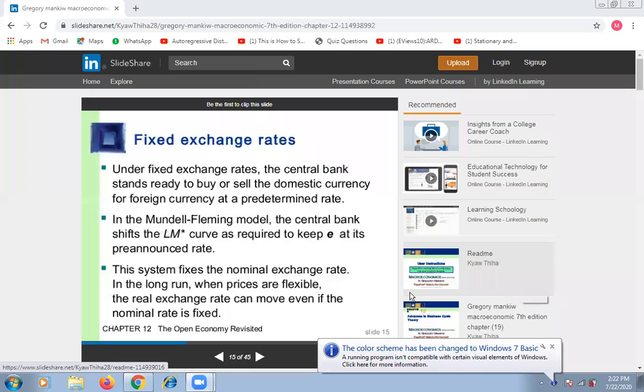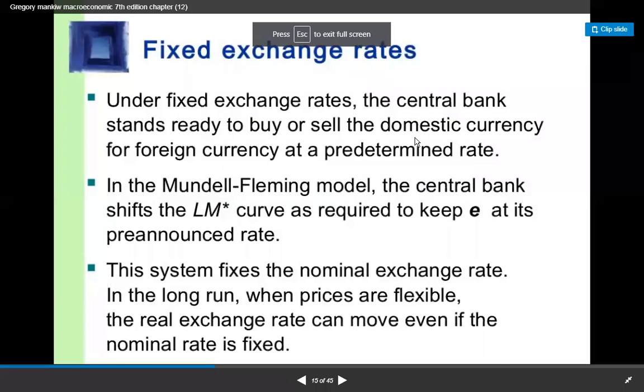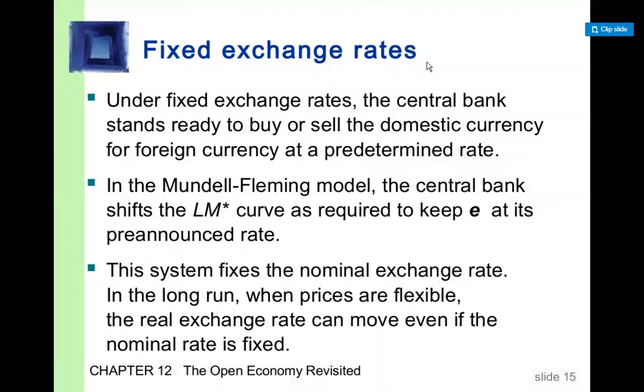This is our 20th lecture. In this lecture, we will discuss fixed exchange rates and the effects of fiscal policy, monetary policy, and trade policy on Mundell Flemming model equilibrium.